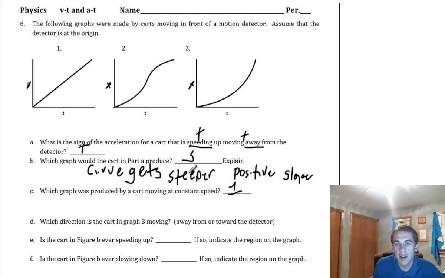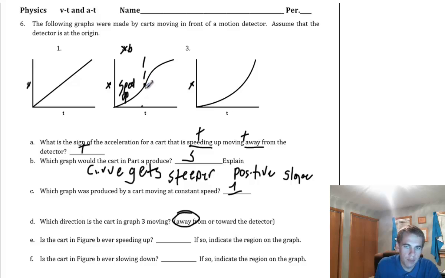Which direction is the cart in graph 3 moving? Well, we've already said it's away. We can tell because it gets further away from the origin. Is the cart in figure B, it says figure B, it means graph 2, ever speeding up? In fact, it is. If we split this graph in half, speeding up means that the line needs to get steeper, and it gets steeper, gets steeper, gets steeper.